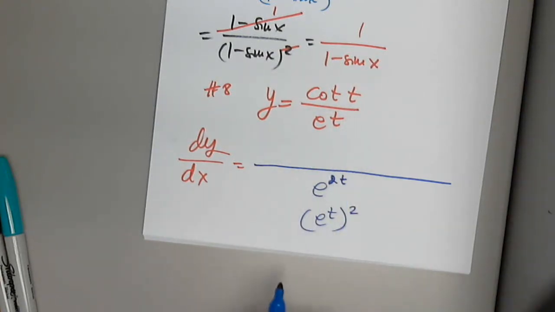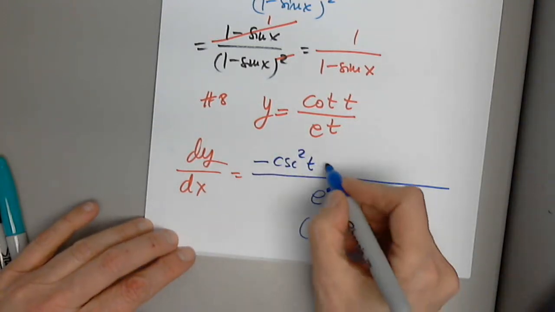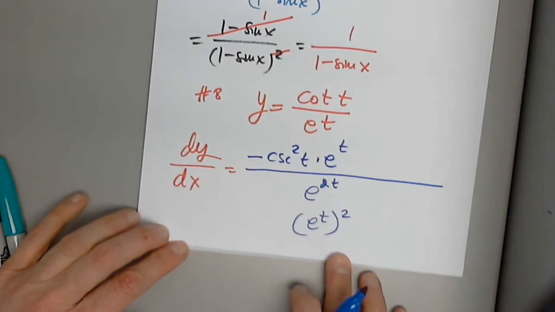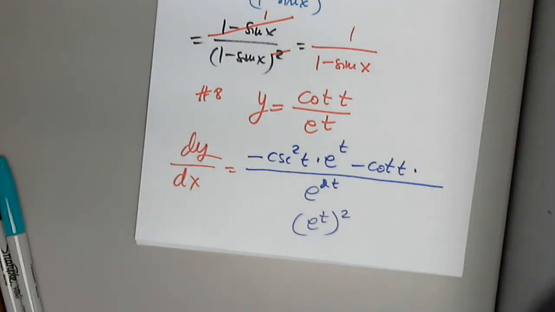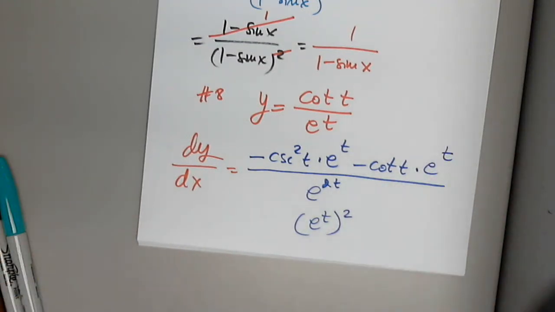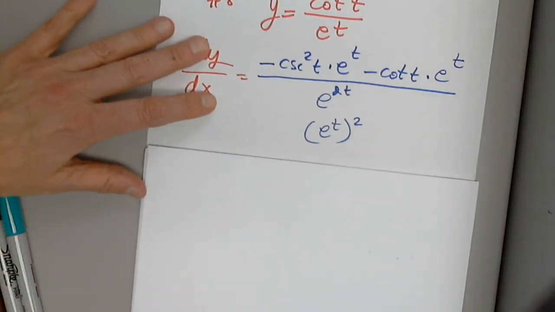Cotangent t prime. That's negative cosecant squared t. Excellent. Times the denominator, minus cotangent t times the denominator prime. But I like this function because the derivative is itself. The only thing I would do here is both terms are negative and both terms have e to t. So I would factor out negative e to t, and I would simplify with 1 from the denominator. And that would be it. I will not attempt anything else.